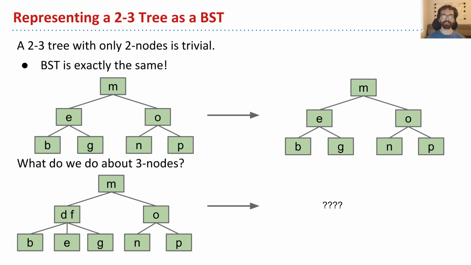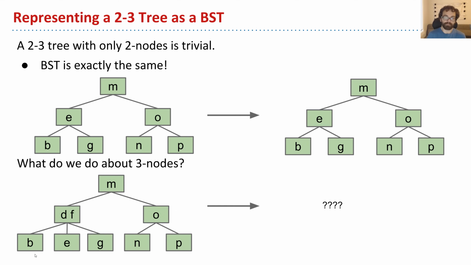So what do I mean by building a binary search tree that is structurally identical? Well, I'll start with a 2-3 tree which only has 2 nodes. So in this case, the corresponding binary search tree will be exactly the same as before. That is, here's a 2-3 tree where each of the nodes has only one item. And reminder, a 2 node is a 2-3 tree node that has only one item. Okay? Now, where things become tricky is when we start having 3 nodes. So 3 nodes are nodes that have 2 items. And the reason it's called a 3 node, by the way, is because it can have 3 children, unless it's a leaf. So what do we do here?